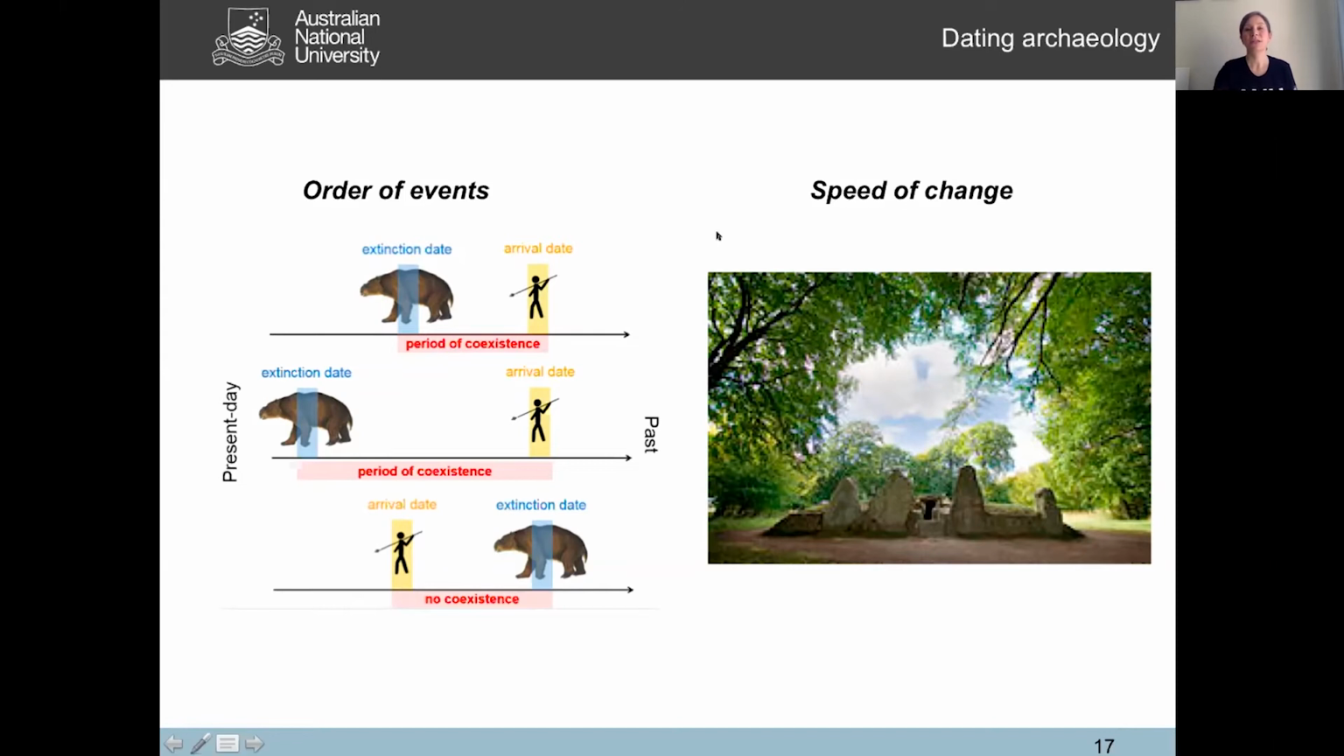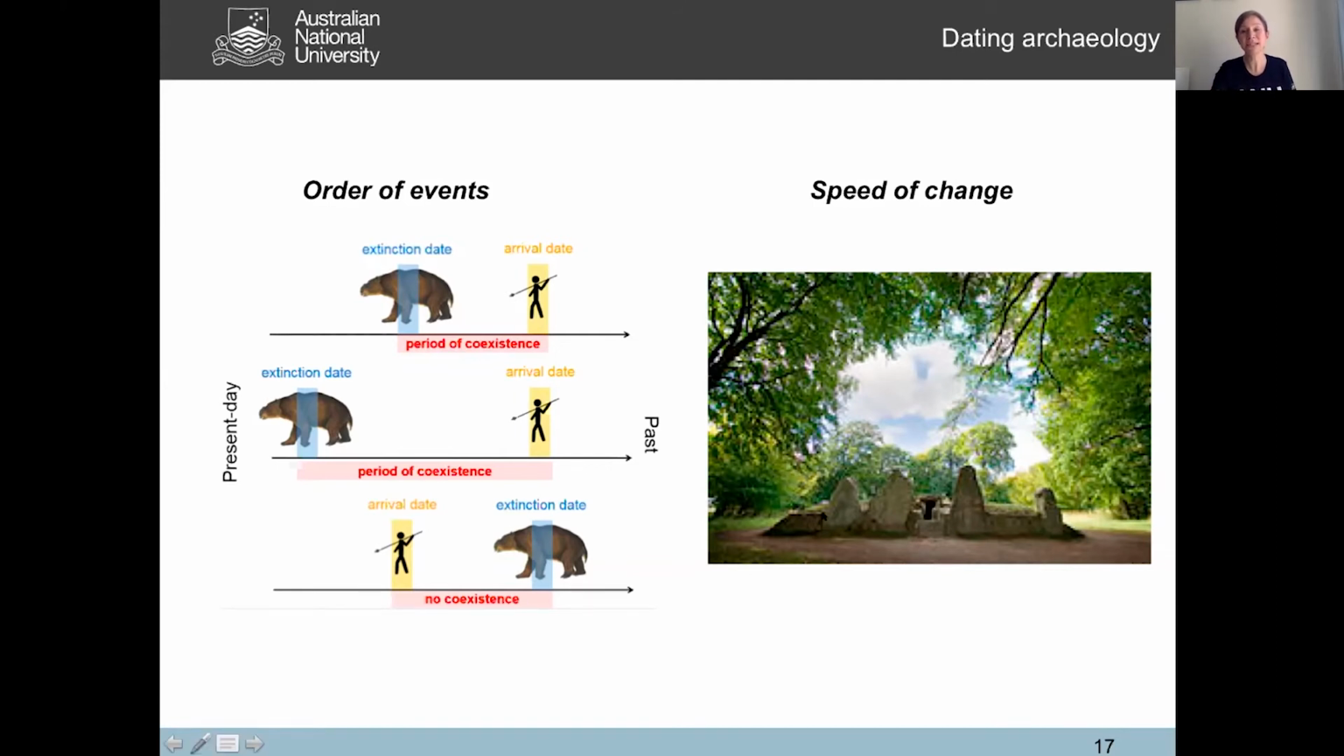And that's when we come to the second thing that dating can reveal, and that's the speed of change. You might think that people will have had a different impact on the extinction of megafauna if they arrived a very short time before the extinction date, or if they'd been around maybe 10 or 20,000 years before. The length of that period of coexistence can give you an indicator of what kind of role people might have had in that process.